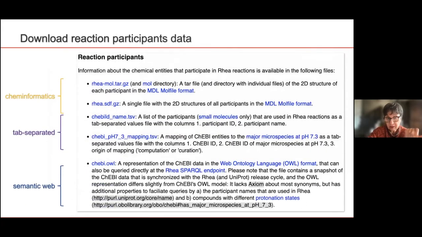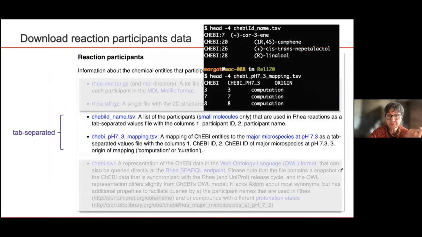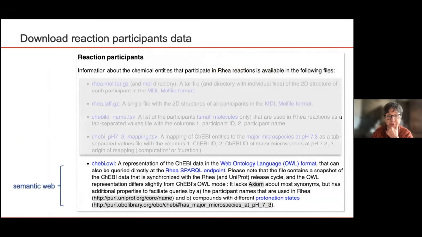For the reaction participant, we have chemoinformatics with the MOL and SDF. We have tab separated. Here it's the KB pH 7.3 mapping.tsv file that is important if you want to map any KB to the normalized form used in Rhea.